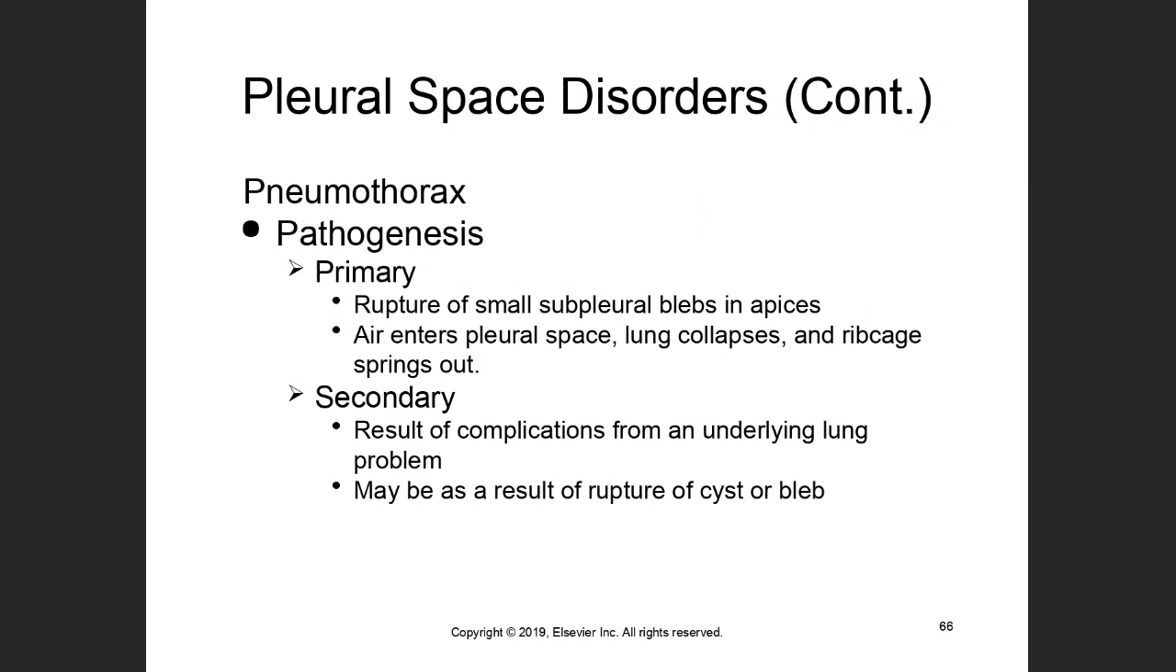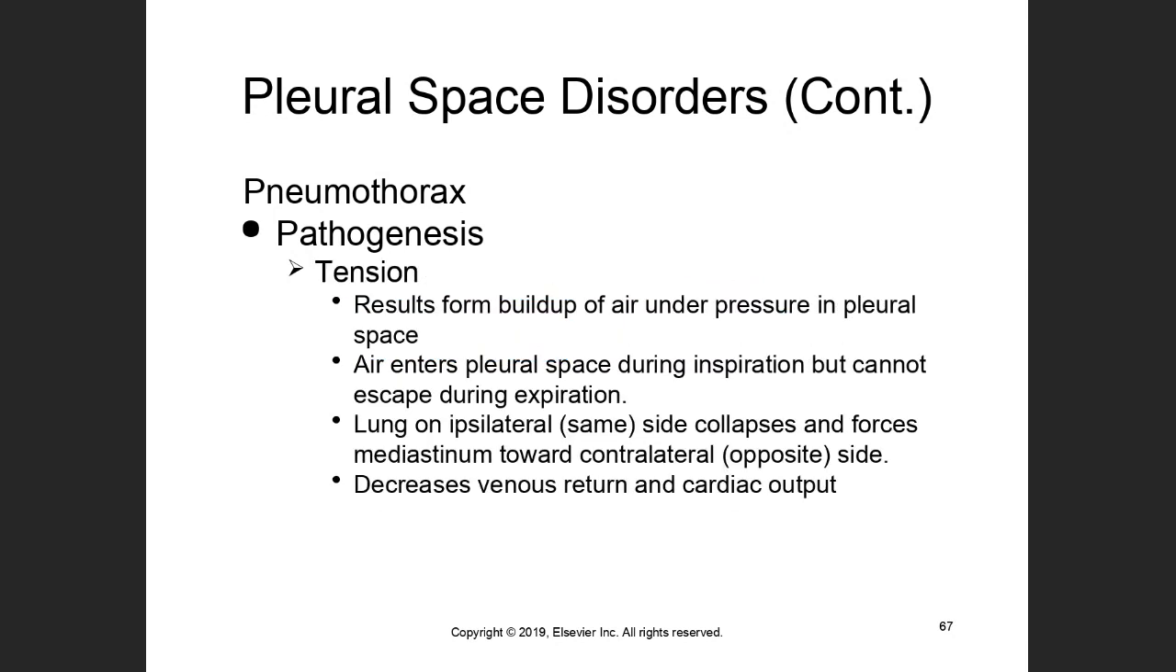Pneumothorax pathogenesis, primarily rupture of the small subpleural blebs. Okay, that's the main characteristic. That's the description of the pneumothorax. Okay, secondary is the result of complication from an underlying lung problem. Tension pneumothorax results from building up of air under pressure in the pleural space. Air enters the pleural space during inspiration but cannot escape during expiration.